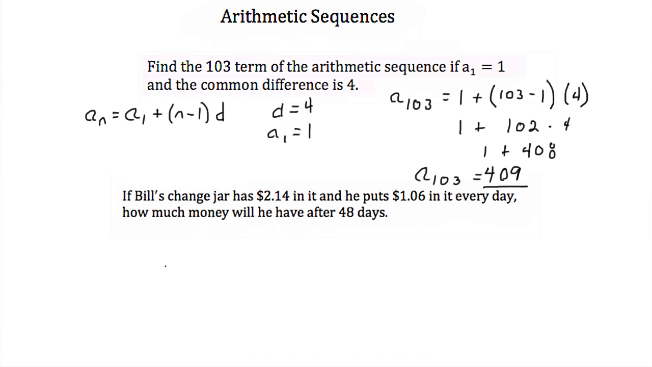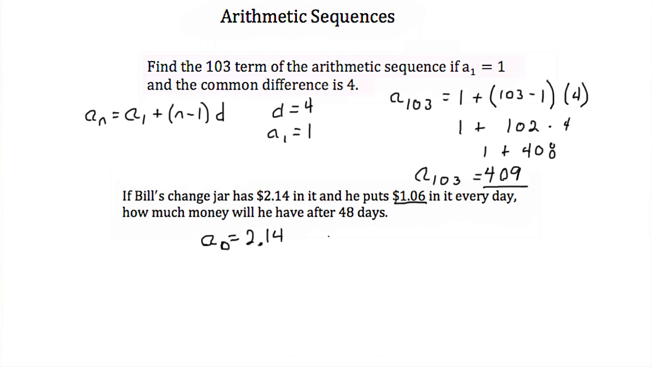We have one more problem to do. It's a word problem, and it's a little tricky. If Bill's change jar has $2.14 in it, and he puts $1.06 in it every day, how much money will he have after 48 days? Now what's tricky about this problem is it's tempting to use a1 as $2.14. And you can do that, but you have to realize that before day one happens, because he still put $1.06 in the jar on day one, this is really day 0.